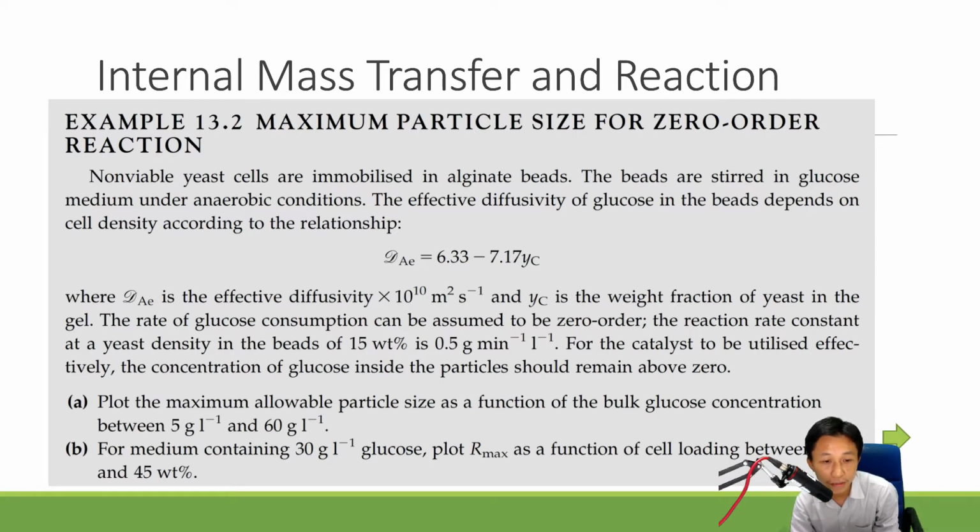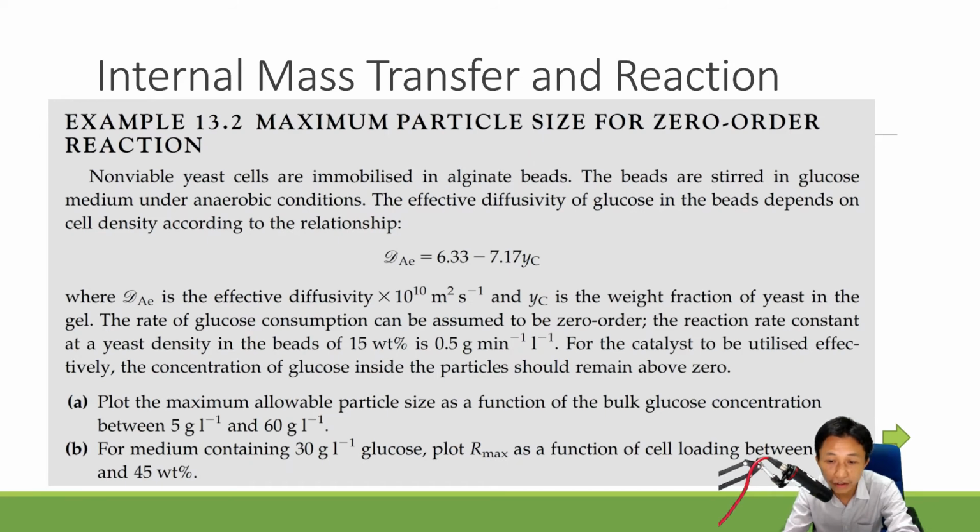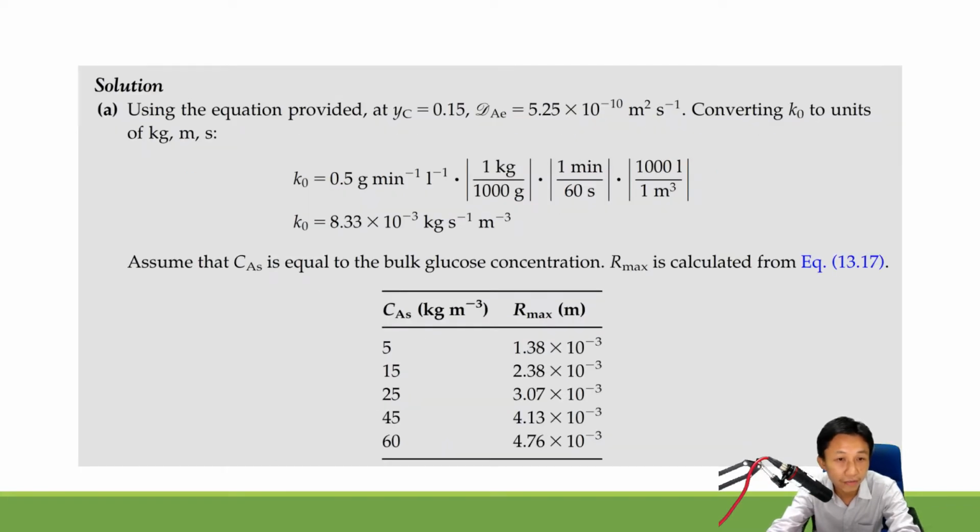Okay, the first thing is to plot allowable particle size as a function of bulk glucose concentration between 5 and 60 gram per liter. Then plot Rmax as a function of the cell load between 10 and 45% weight. We have two questions. The first thing is we put this one.